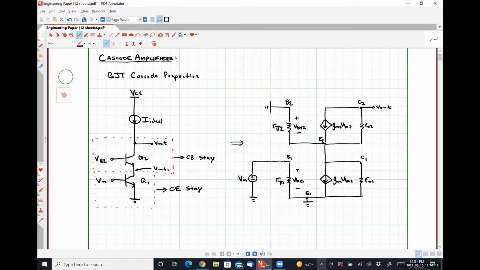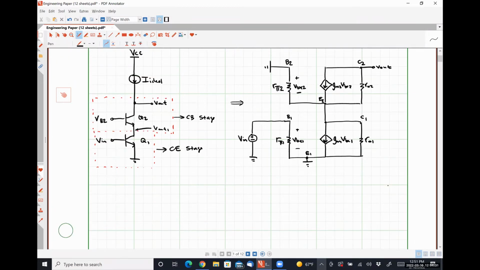Okay. All right. So we're going to give this the full 335 treatment in as much as we're going to determine Rin, Rout, and our voltage gain. Determining Rin.